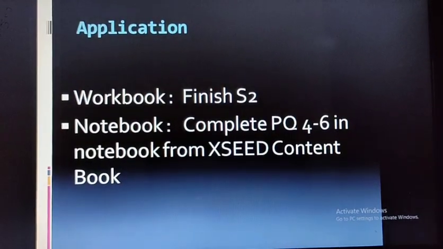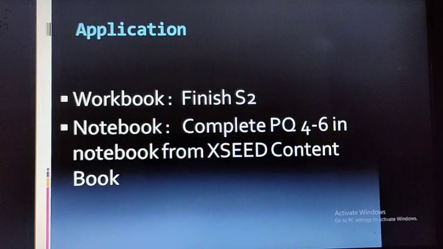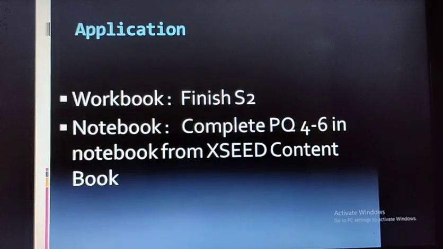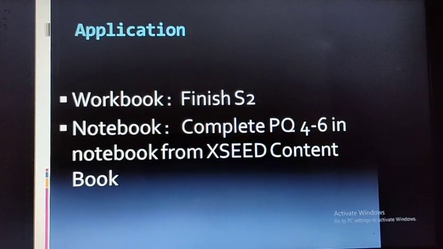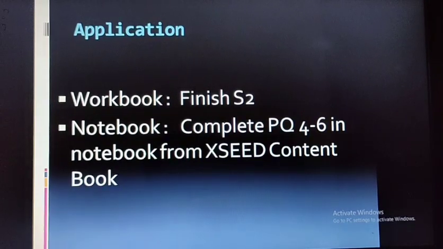Now this is the time to do homework. Students, you have to finish your S2 of workbook and you have to complete your PQ 4, 5, 6 in your rough notebook. In the next slides, the practice questions of LP1 and LP2 are attached.